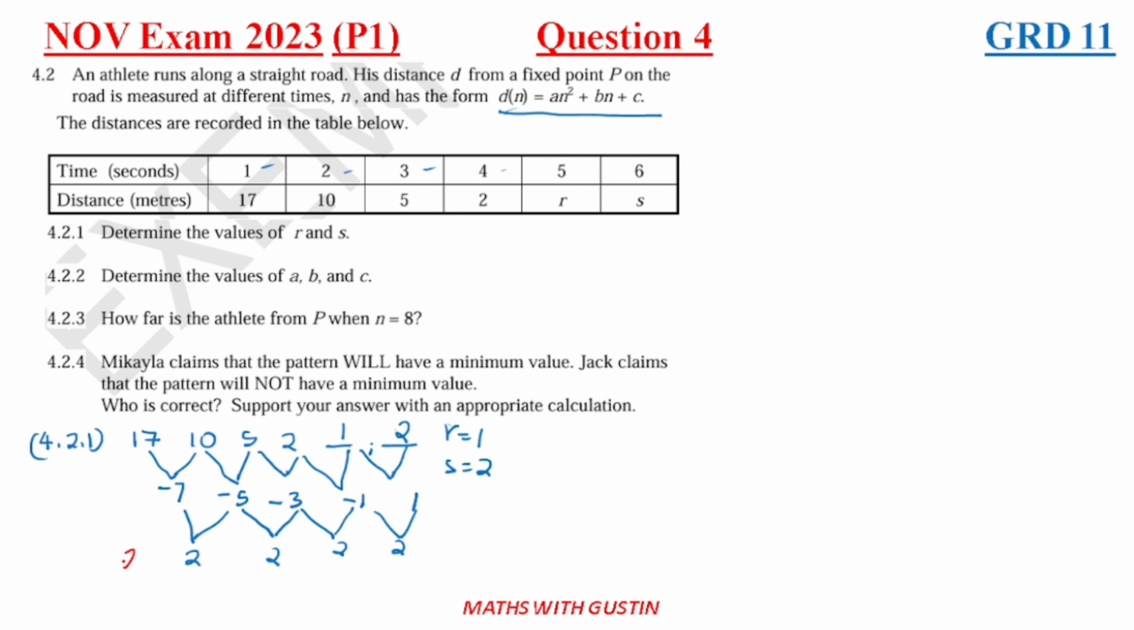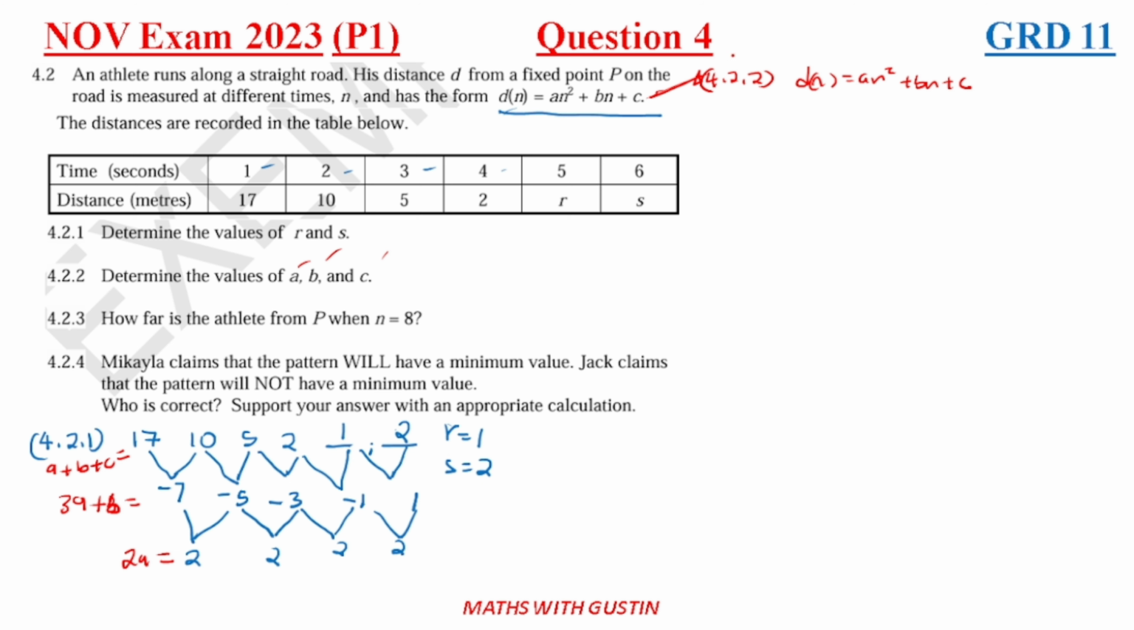All right, you must always say 2a is equal to that, 3a plus b is equal to that, therefore a plus b plus c is equal to that. All right, so now let's see 4.2.2. It is saying here determine the values of a, b and c, which are these values that are here. All right, so let's see, dn is equal to an squared plus bn plus c.